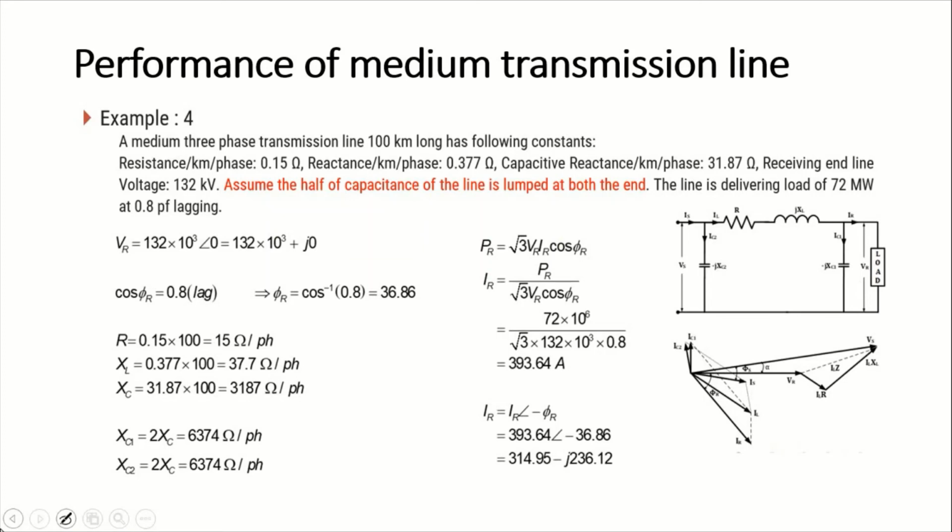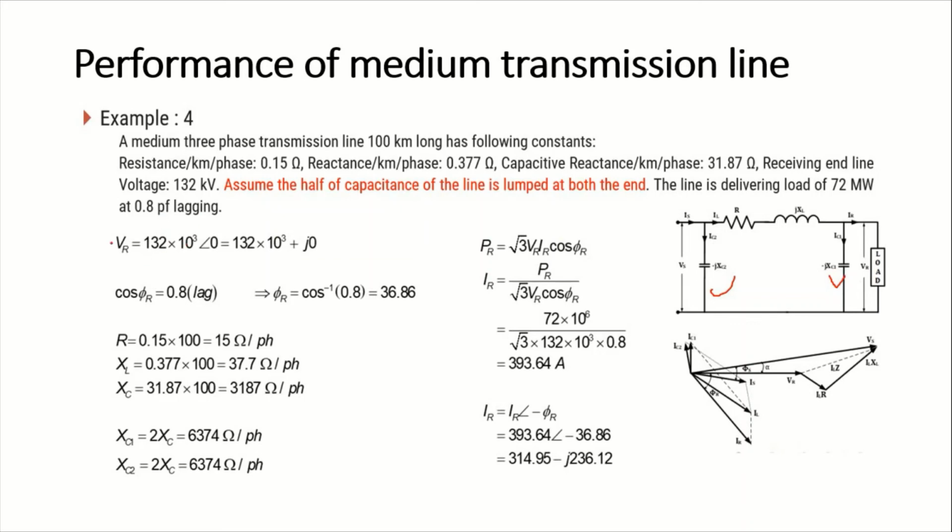This statement indicates that we have to use the nominal pi method, because it states that half of the capacitance of the line is lumped at both sides, meaning the sending end side and the receiving end side. So we have to use the nominal pi method equations for the solution. And the line is delivering a load of 72 megawatt at 0.8 power factor lagging.